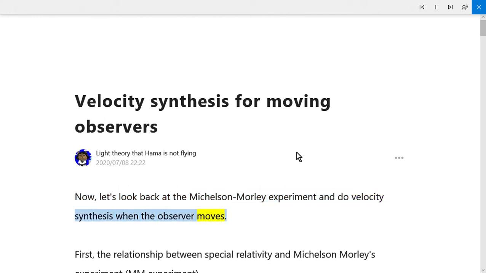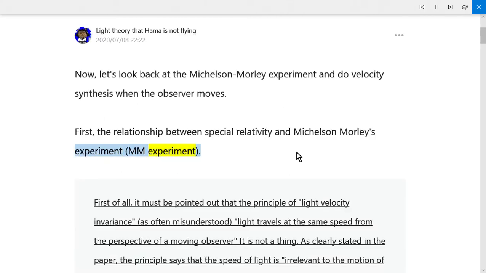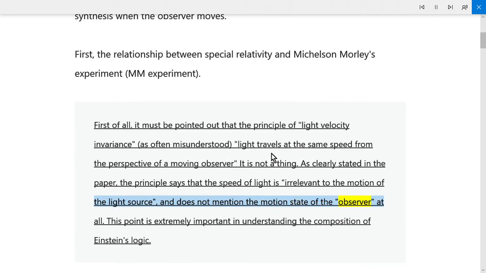moves. First, the relationship between special relativity and Michelson Morley's experiment. First of all, it must be pointed out that the principle of light velocity invariance is often misunderstood: it does not say that light travels at the same speed from the perspective of a moving observer. As clearly stated in the paper, the principle says that the speed of light is irrelevant to the motion of the light source, and does not mention the motion state of the observer at all.